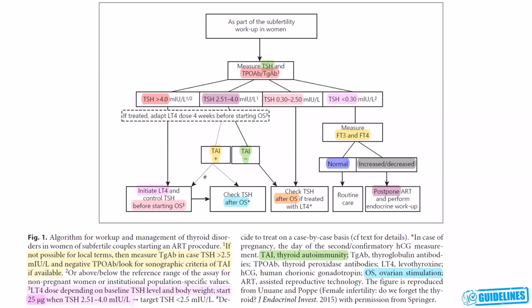So, the levothyroxine dose depends on the baseline TSH level and the body weight. We should start with 25 microgram when TSH is between 2.5 and 4, and our target is TSH less than 2.5. And we can start with a higher dose, for example, 50 microgram levothyroxine, if TSH is more than 4. So this is the last slide in this guideline.